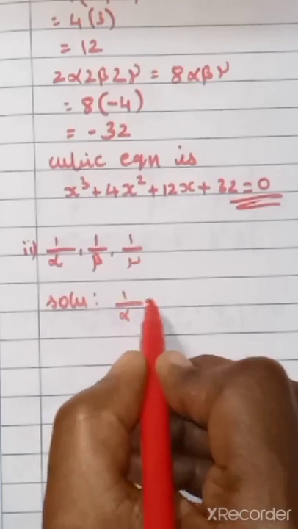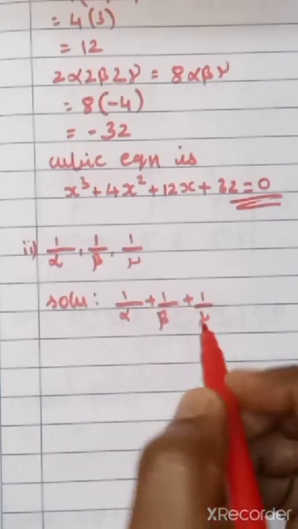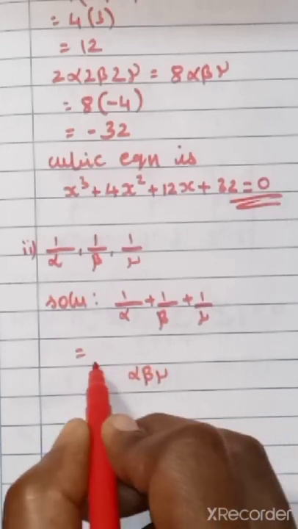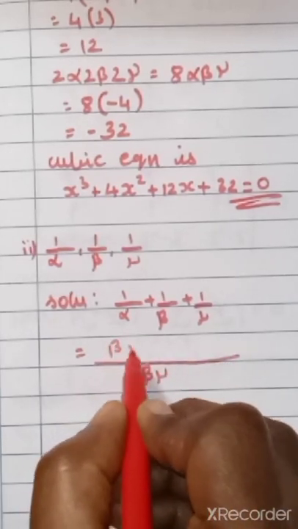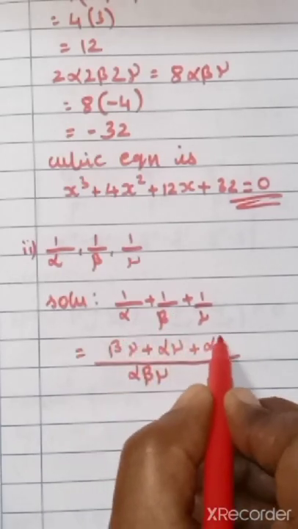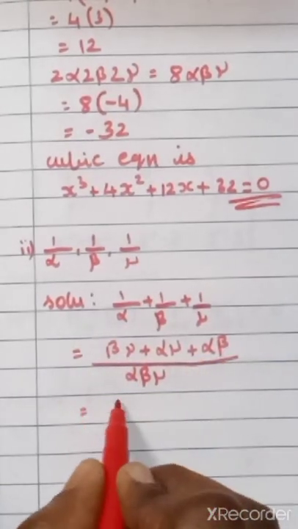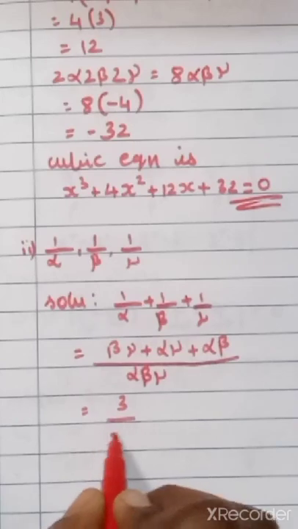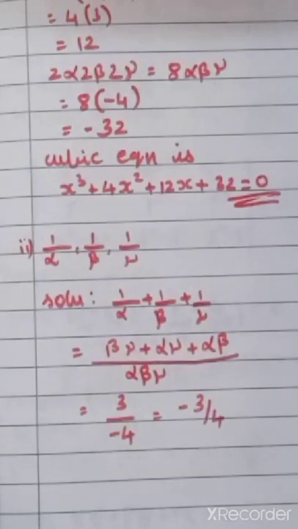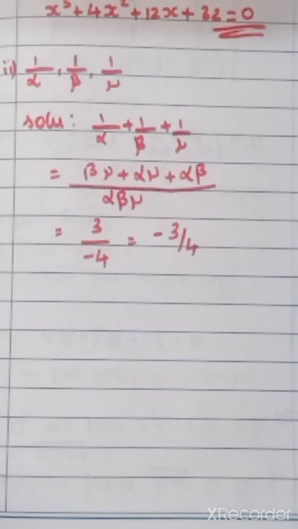so 1 by alpha, 1 by beta, 1 by gamma. so we have to take LCM, right? so LCM எடுத்தோம்னா எது LCM? alpha beta gamma தான் LCM. அப்போ இங்கே மேலே போட்டீங்கன்னா beta gamma plus alpha gamma plus alpha beta. Correct? Now, this value we know. Question-லயே கண்டுபிடிச்சோம். What is the answer? 3. Alpha beta gamma answer minus 4. அப்போ final answer என்ன? Minus 3 by 4. அப்போ sum of single root-ஓட answer என்ன? Minus 3 by 4. Next what we have to find out?